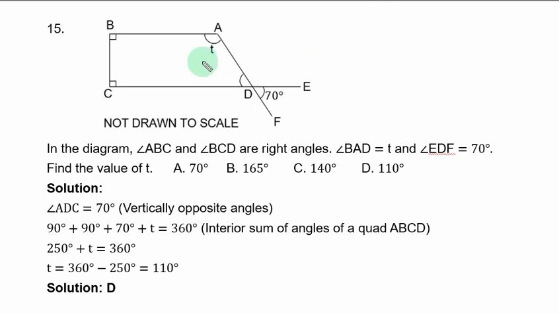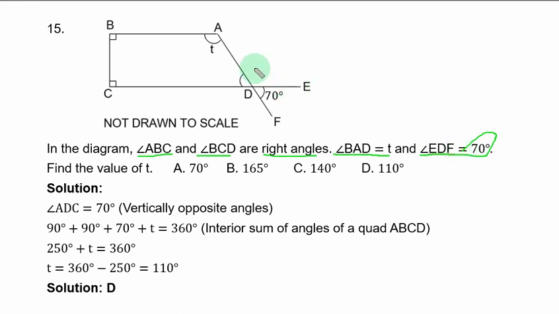Question 15. In the diagram, angle ABC and angle BCD are right angles, that is 90 degrees. Angle BAD is equal to T. Angle EDF is 70 degrees. Find the value of T.